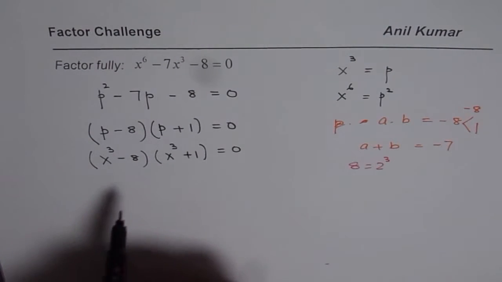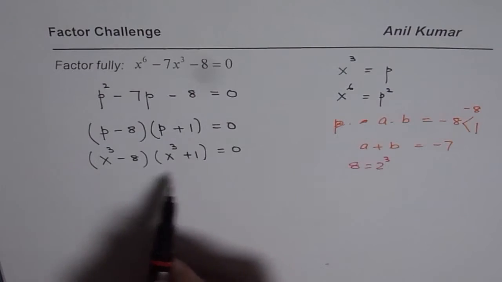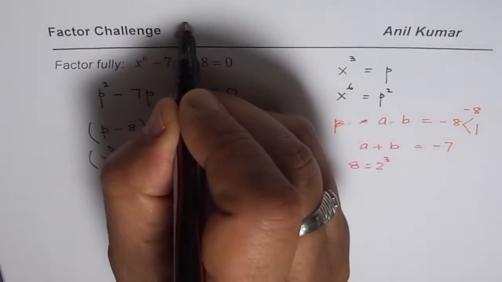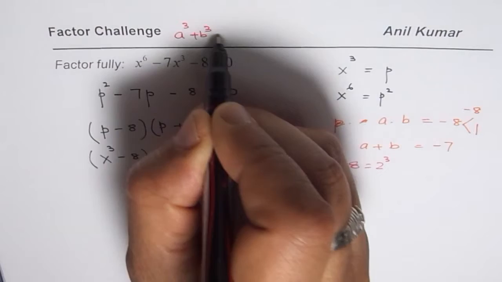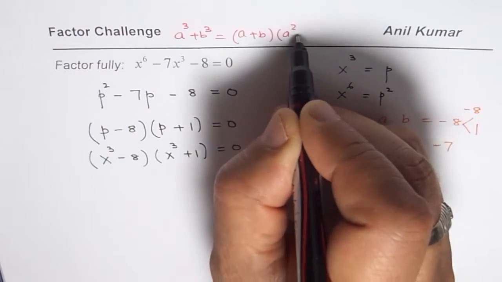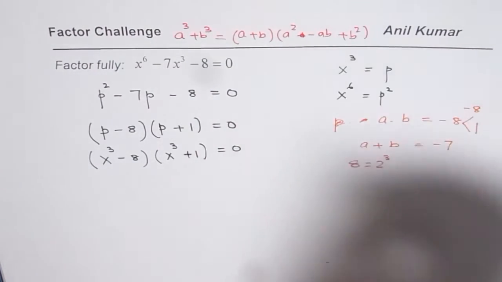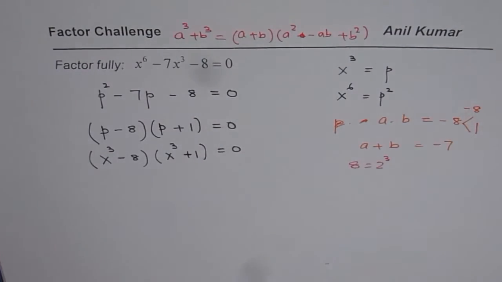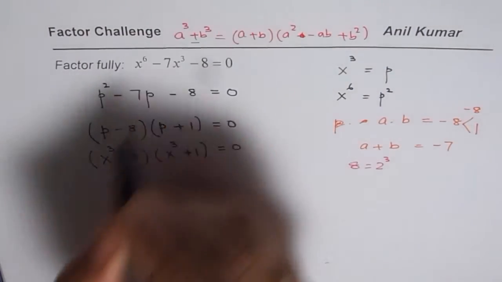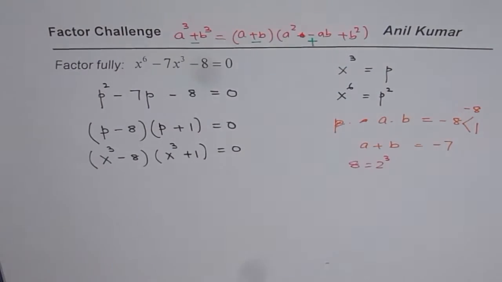We can apply the formula for difference of cubes or sum of cubes to expand, right? So let me write down this formula here. If I have a cubed plus b cubed, I could factor this as a plus b times a square minus ab plus b square, right? That is how I could factor. However, if I have a cube minus b cube, then the only change is these signs. So we will apply this formula and factor it further.